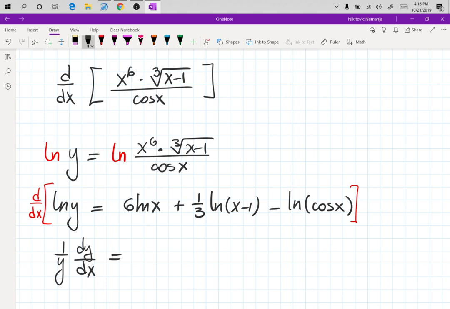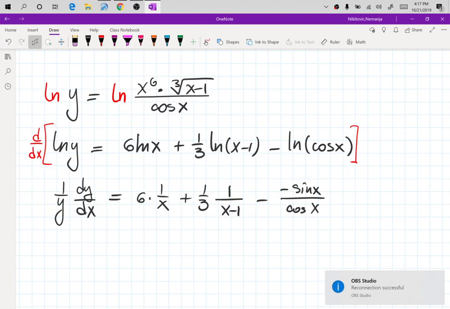dy dx. Function of x, and because it's a function of x, we have to follow the chain. So that was our x with respect to x, dx over dx, they cancel. All right, on the other side, I have 6 times 1 over x. You see that this y needs to be transferred to the right side, to leave dy dx alone because you are looking for the derivative.